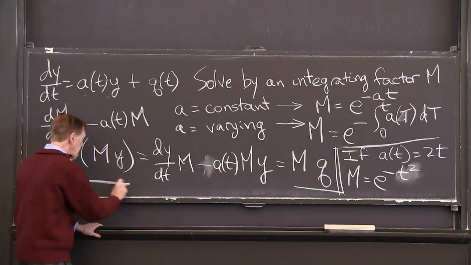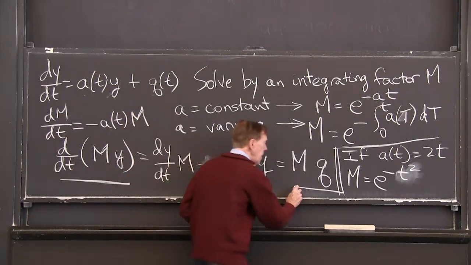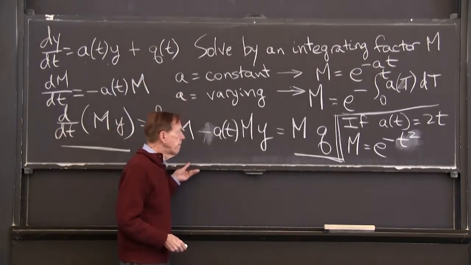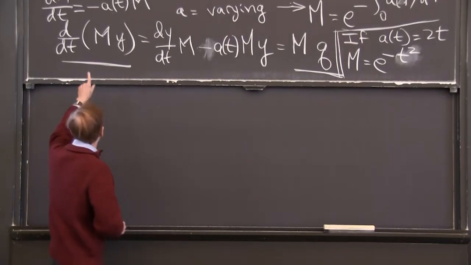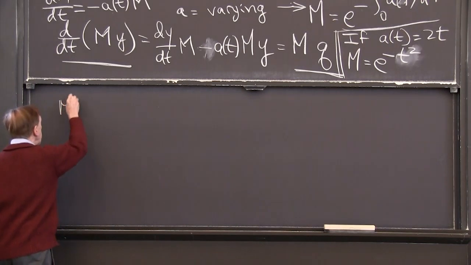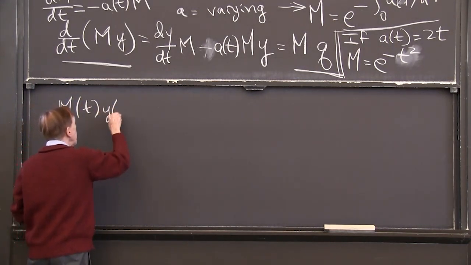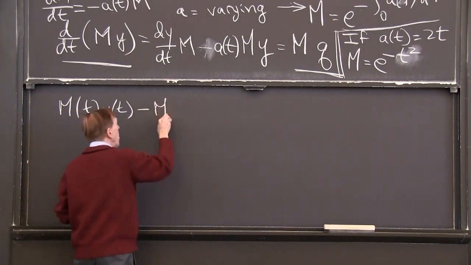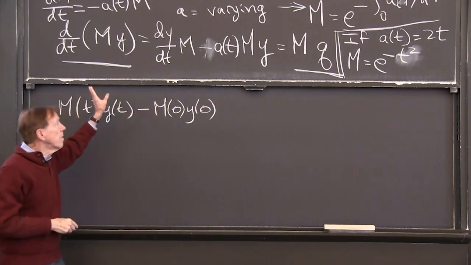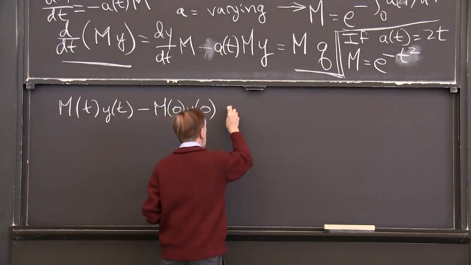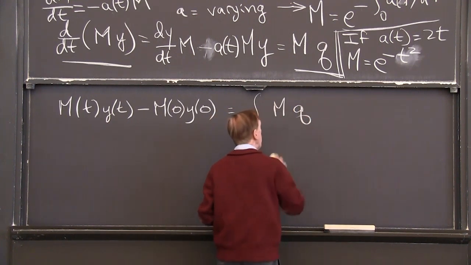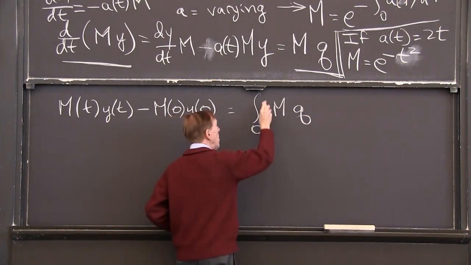Okay, now I come back to this equation and integrate both sides to get the answer. All right, the integral of the derivative is just m of t, y of t, minus m of 0, y of 0. That's the integral on the left side, and on the right side I have the integral of m times q from 0 to t.